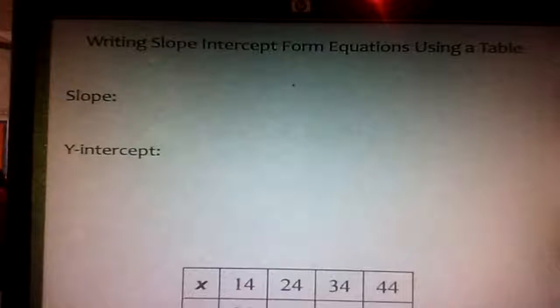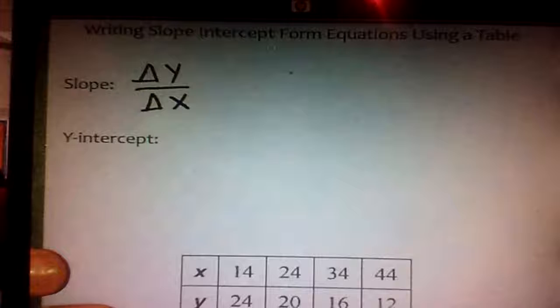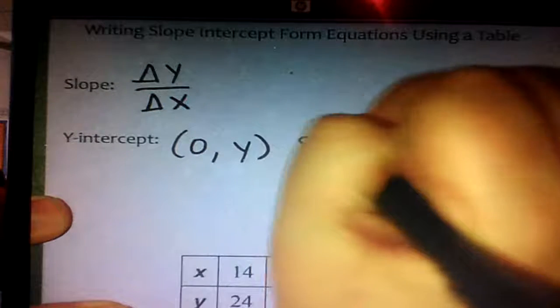Okay, so when we're trying to find slope, I'm trying to find your change in y over your change in x. I know it seems like we're on repeat, but the more we do this, the easier it will get. Your y-intercept is going to be when x is 0. What is my y value or my starting point?